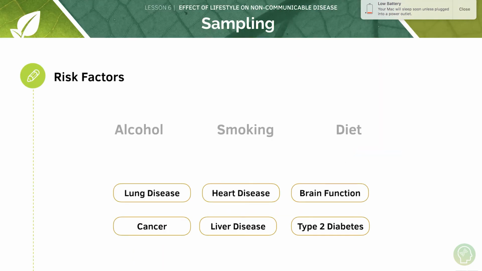So let's do a little test of how well you know these risk factors. So remind me what alcohol increases the risk of you developing. Well, it's going to be liver and heart disease, but also brain function. Now, how about smoking? Can you remember what that increases the risk of? Well, it's going to be cancer, lung disease, and heart disease. And now let's take a look at what diet increases the risk of. Well, previously in this session, we said that it increased the risk of heart disease and type 2 diabetes. So if you got any of those wrong, just rewind the video at this point and go back and listen to how these particular risk factors contribute to an increased risk of non-communicable disease.